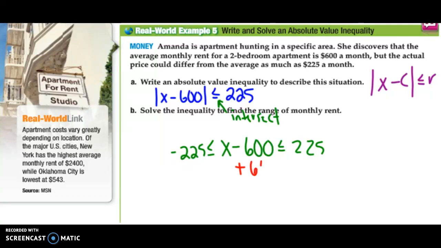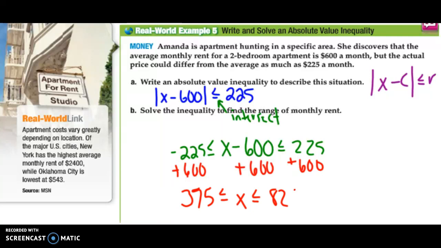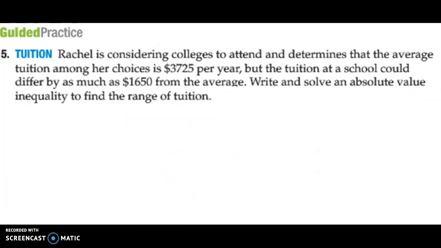So I add 600 to both sides. And so I would get, okay, well, negative 225 plus 600 is going to be 375. And 225 plus 600 is going to be 825. So what it's saying is that the range in prices for rent could be as low as 375 or as high as 825. Here's a guided practice problem that you can try right now.